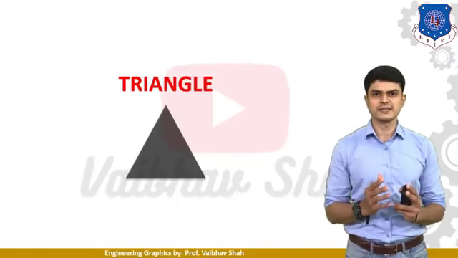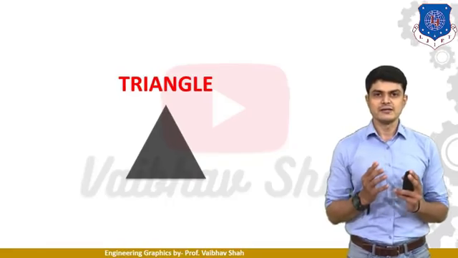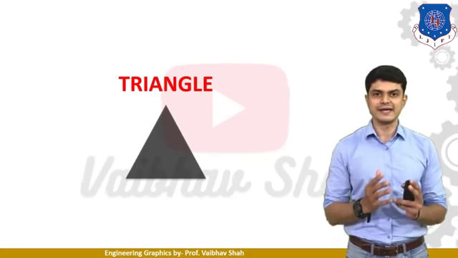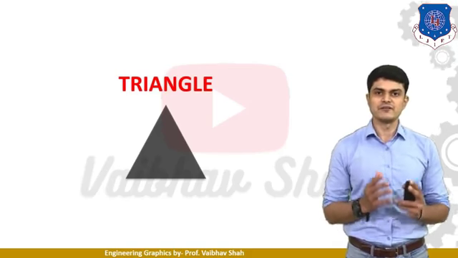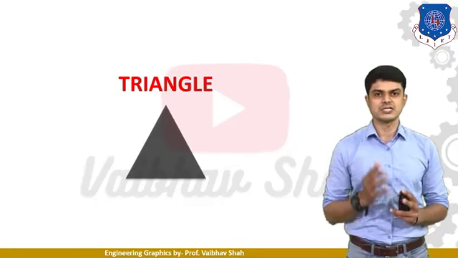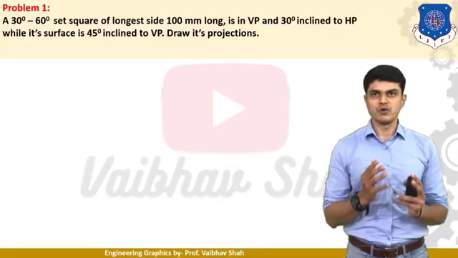So our first object is triangle. As you can see, tri means 3. So this object having 3 sides or 3 angles is known as a triangle. We can have different types of triangles. So let us understand the examples based on this triangle. Our example number 1, problem number 1.